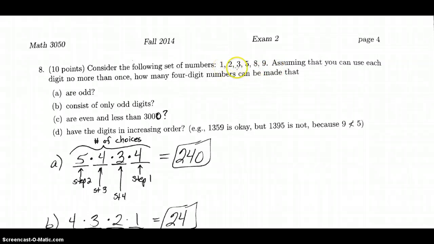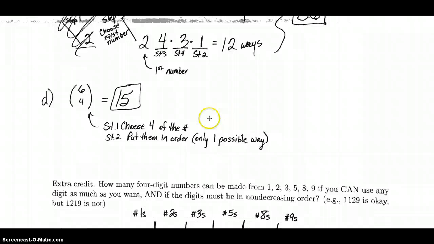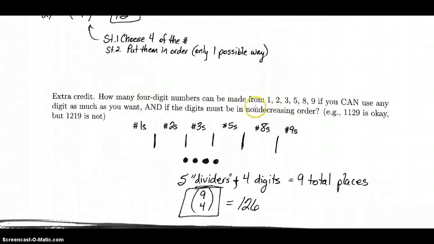So that's going to cover all the possible combinations of 4. And each combination of 4 will have exactly one way which it can be written in increasing order. So that gives us 15 different possibilities. And for the extra credit, this is one where, because we can reuse them, we have 6 different categories, which is 5 dividers, 4 different digits, each gets a ball, so we have basically 9 places. We're going to choose 4, or we could have 9 choose 5, same thing.